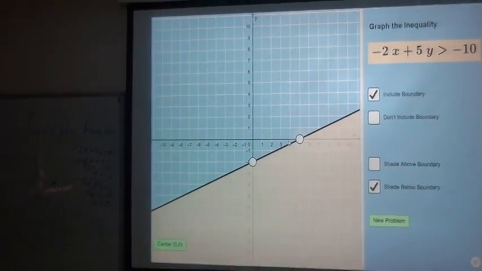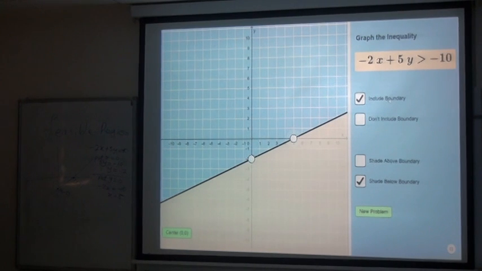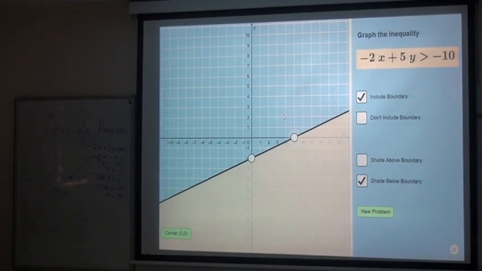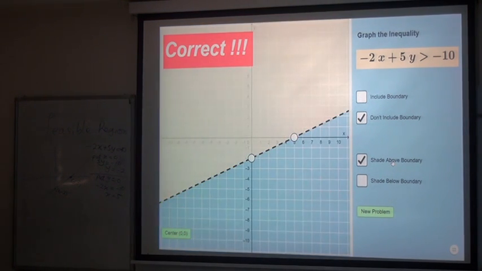But yet, it doesn't tell me I'm correct. Something is wrong. What is it? Oh, I shouldn't put the boundary. It's still telling me no. Oh, I should shade above, because it is a greater than problem. Now it's telling me correct. Can you see that? You can play around with this for the rest of the class. Check the links and try to learn some stuff with that.